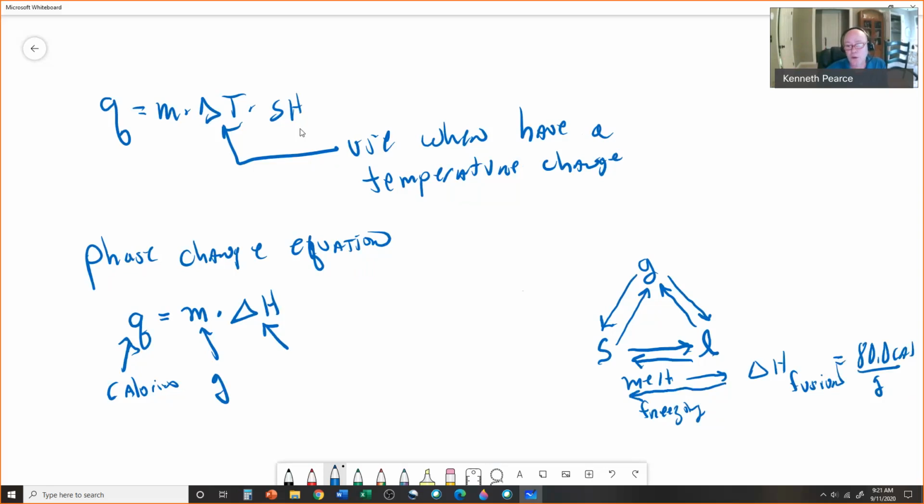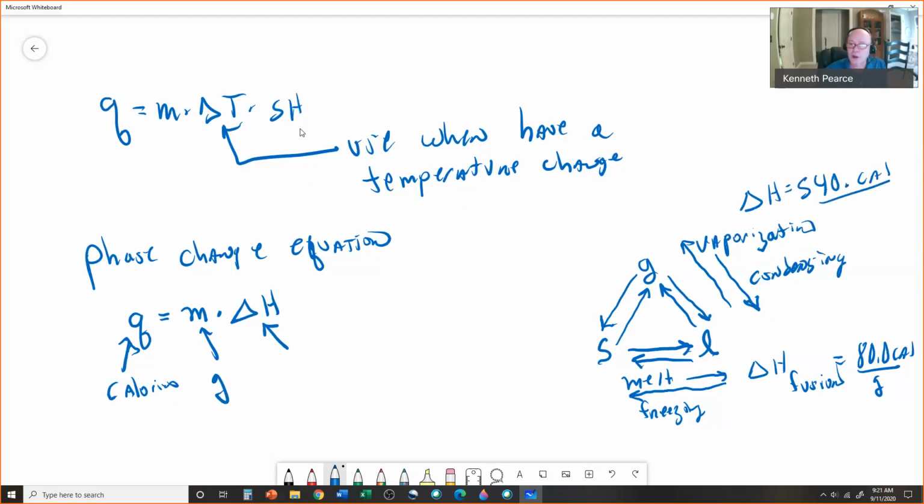Now, if you're going from liquid to gas, we call that vaporization. And if you're going from gas to liquid, we call that condensing. Now, the number for that is going to be delta H is 540. calories per gram. I put the dot on there to make it 3 sig figs.